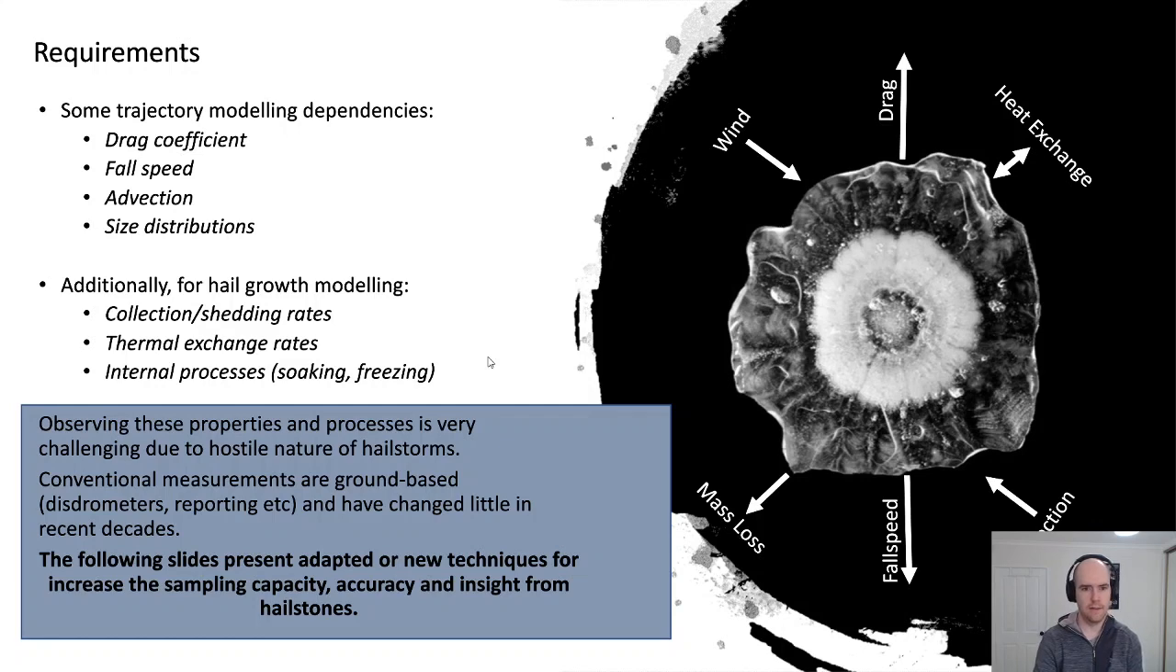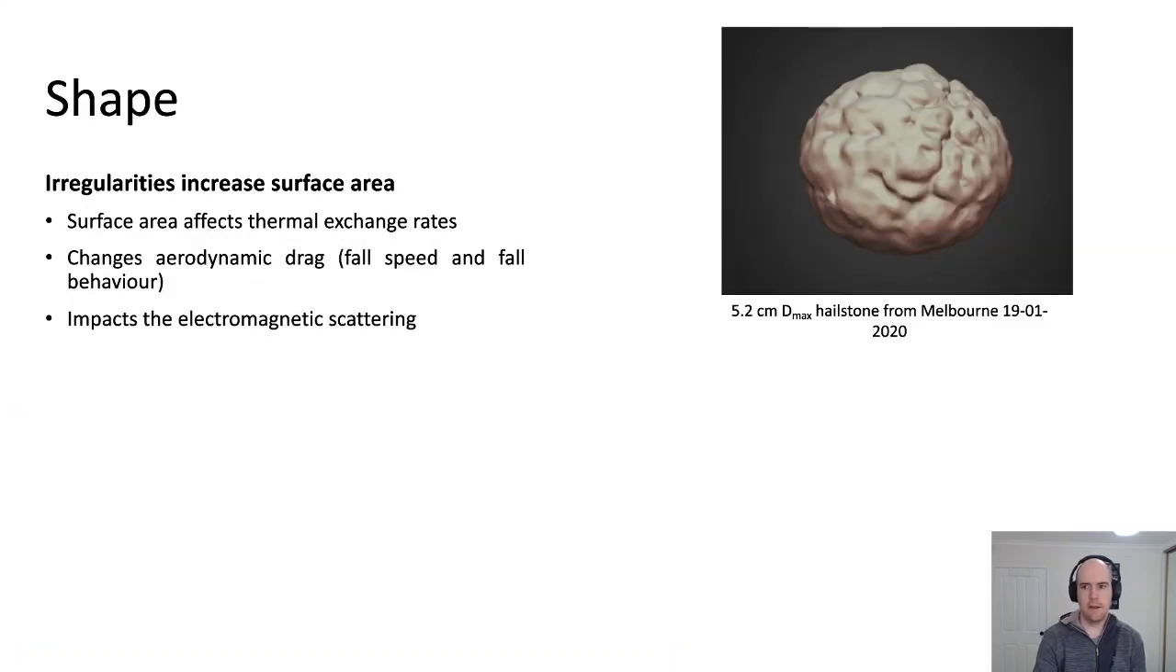Starting off with shape, the most important attribute about shape is that irregularities increase surface area. You can see on the right here we have a 5.2 centimeter hailstone, and it's showing some irregularities, but overall it's approximately a spherical hailstone. This is important because the surface area affects thermal exchange rate, changes the aerodynamic drag, and impacts the electromagnetic scattering.